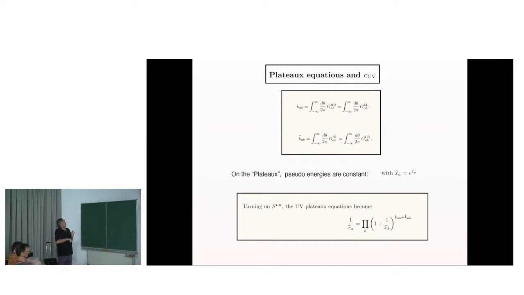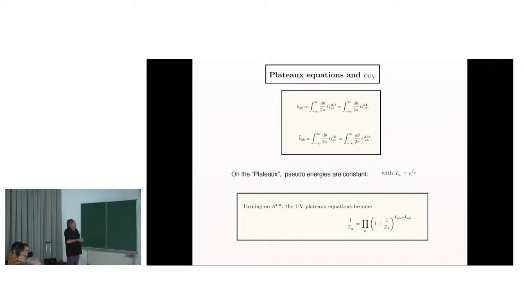So here, I want to extract the ultraviolet central charge, if it exists. All right? So I have to look at the integrated kernels. These little K_AB are the integrated kernels for right-right and left-left. And then the K-hats come from the kernels for right-left. Okay, so they're not equal, right?